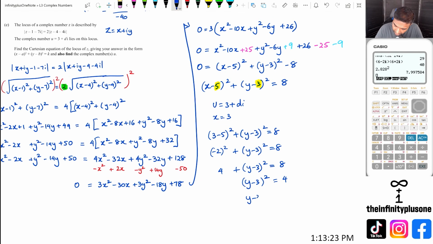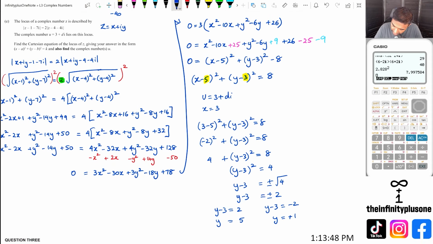And then y minus 3 is equal to plus or minus square root of 4. So y minus 3 is equal to plus or minus 2. So y minus 3 equals 2 gives me positive 5. Y minus 3 equals negative 2 gives me a value of positive 1. And that pretty much gives me my complex numbers, so either the complex number is 3 plus 5i, or the complex number is 3 plus 1i. And that's pretty much it for this question, folks.